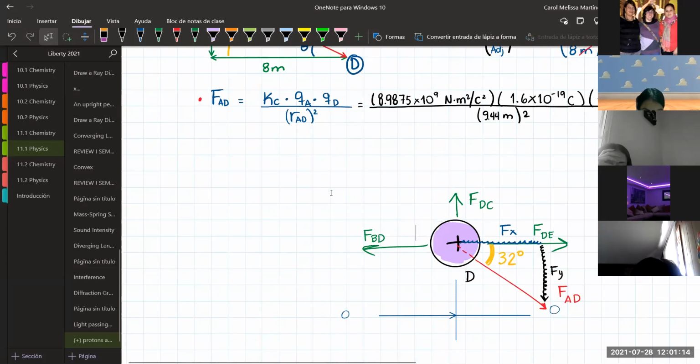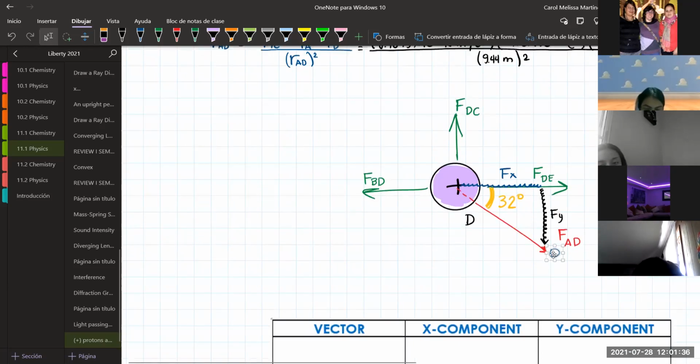Okay, I do my sketch again, but I focus only on the particle D. And this is everything I have. How many forces do I have here in total? I have the force BD, DC, DE, and AD. In total, I have 4 forces.